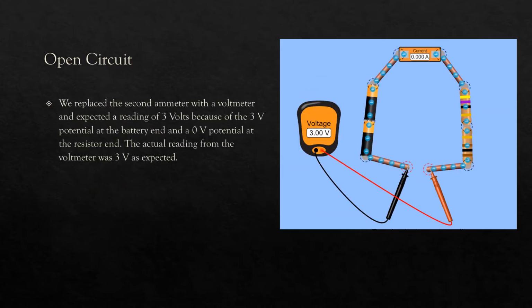Open circuit. We replaced the second ammeter with a voltmeter and expected a reading of 3 volts because of the 3 volt potential at the battery end and a 0 volt potential at the resistor end. The actual reading from the voltmeter was 3 volts as expected.